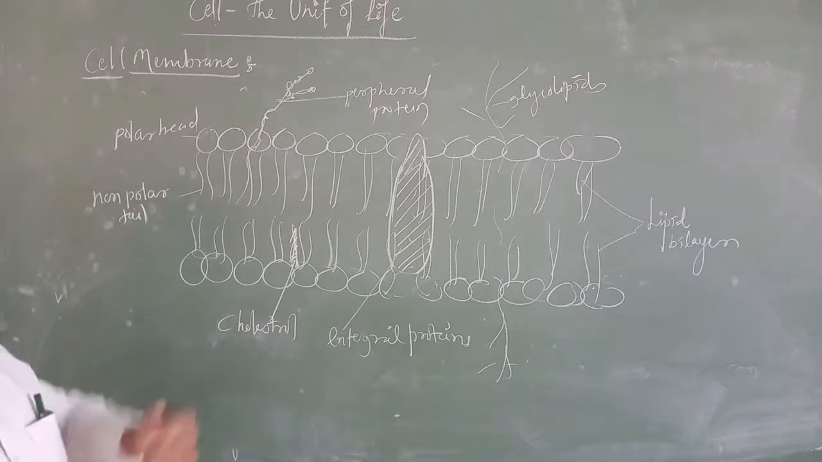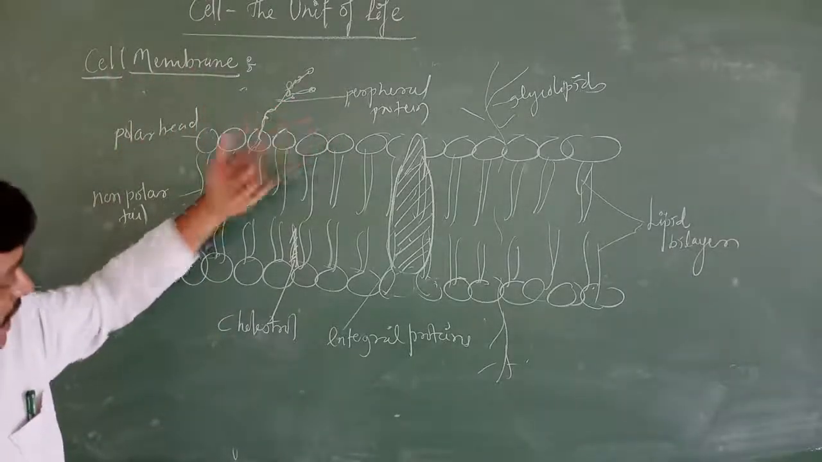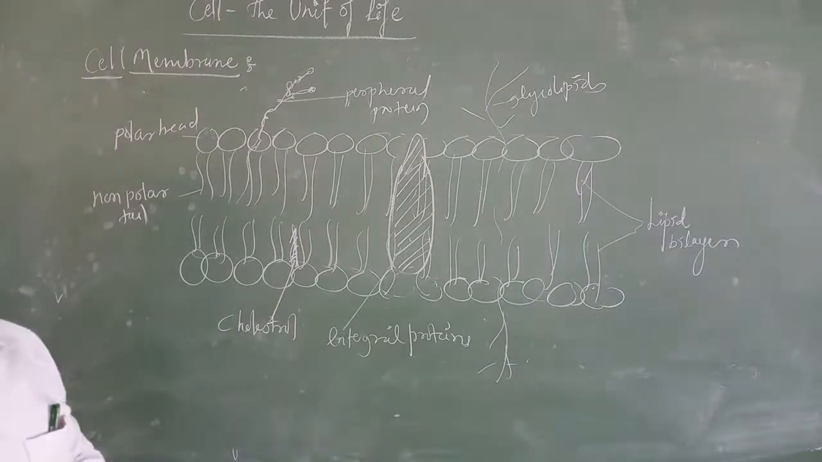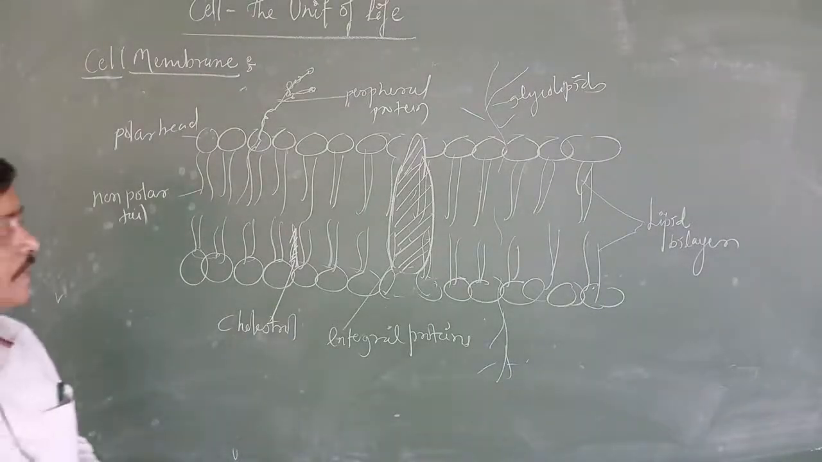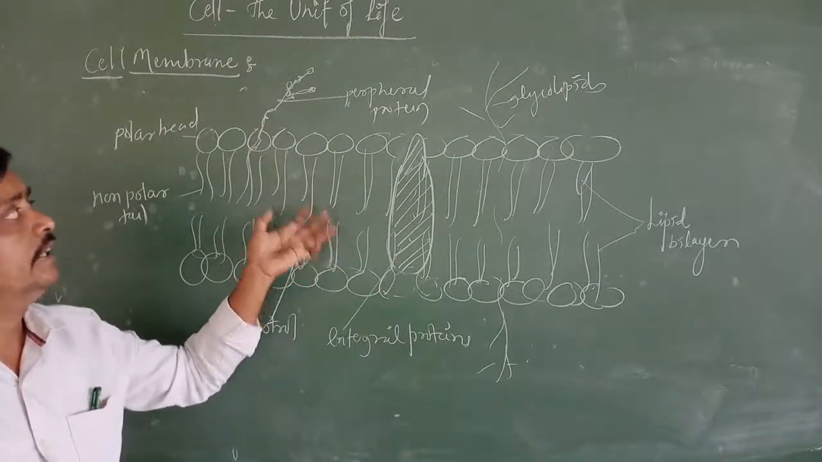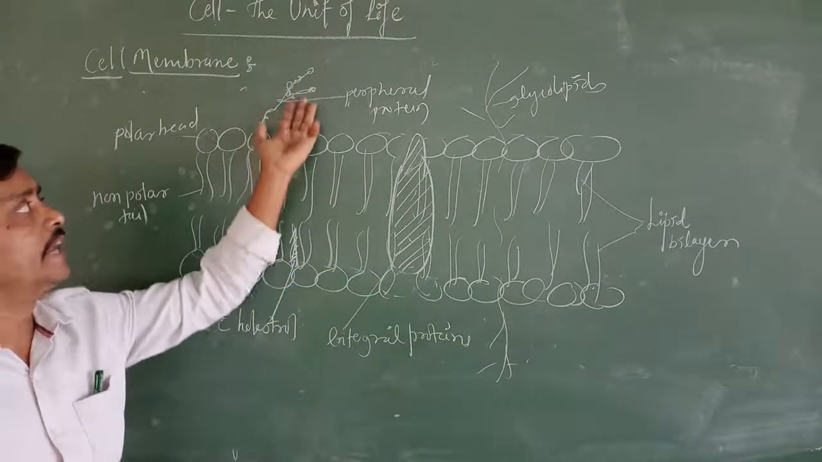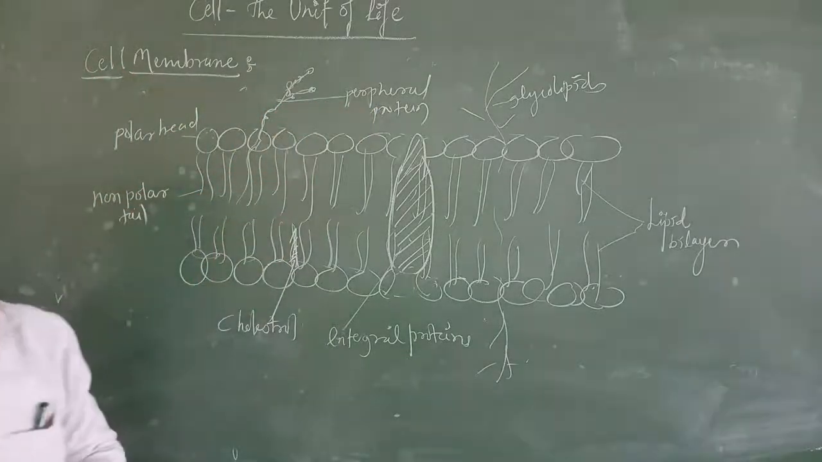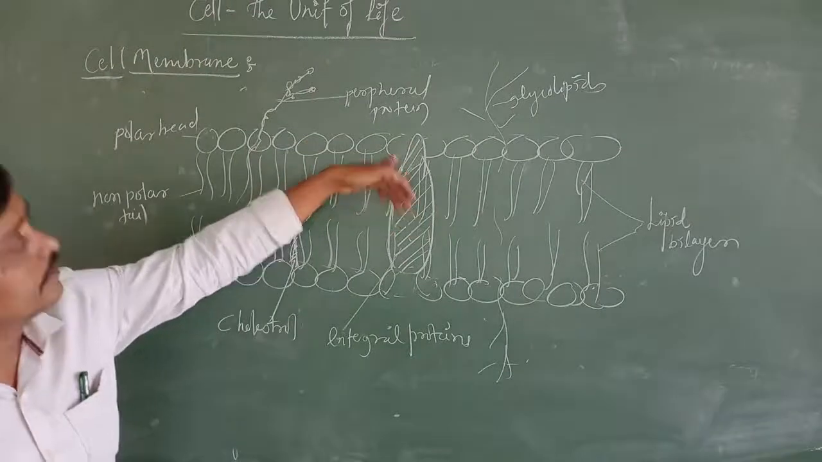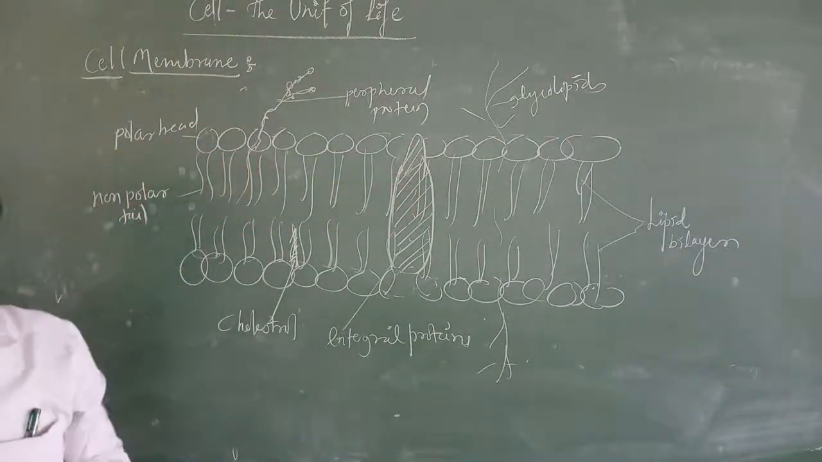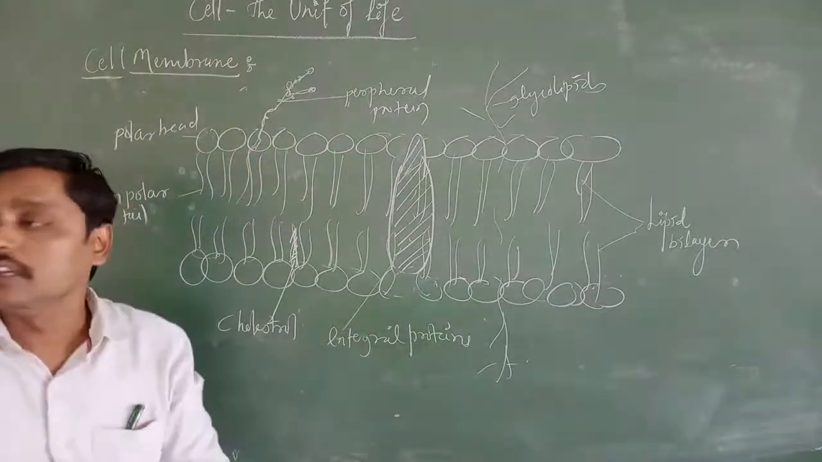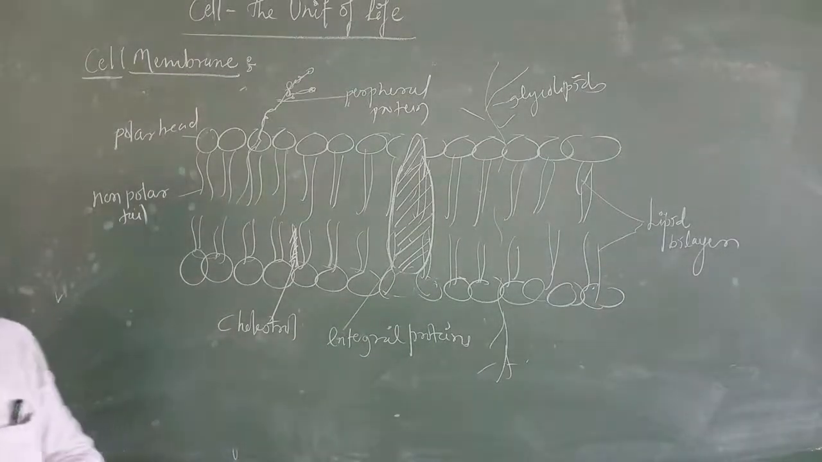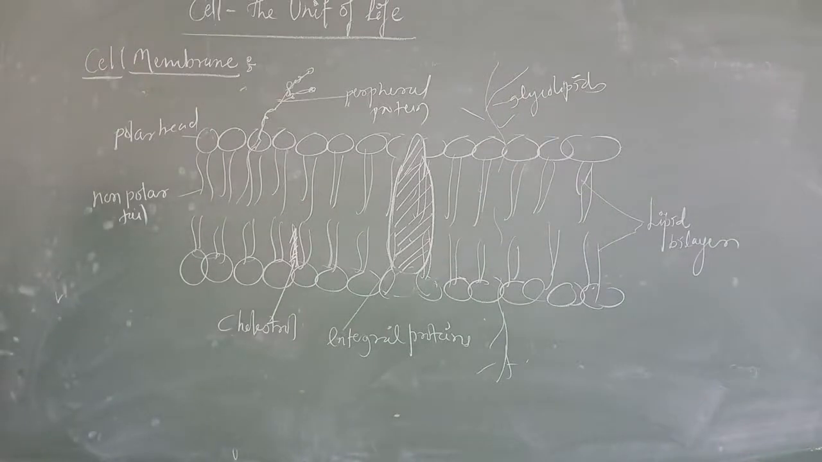Then I told you the cell membrane consists of proteins, and they may be of two kinds. Proteins are classified based upon their position in a cell membrane. If they are present on the surface of the cell membrane, we are going to call them peripheral proteins, and if they are buried inside the cell membrane partially or totally, we are going to call that an integral protein. Understood?